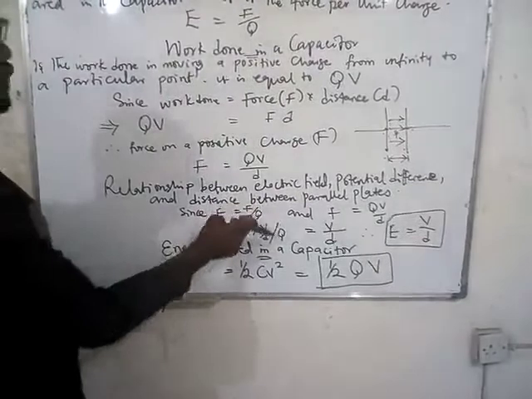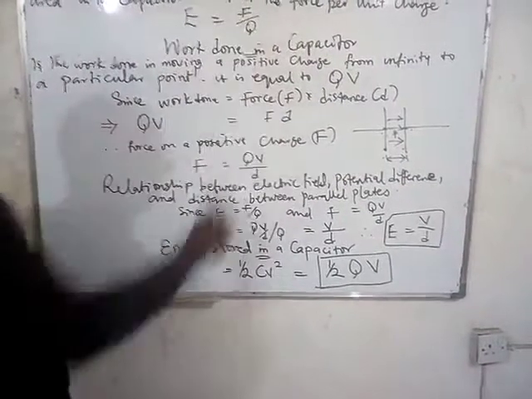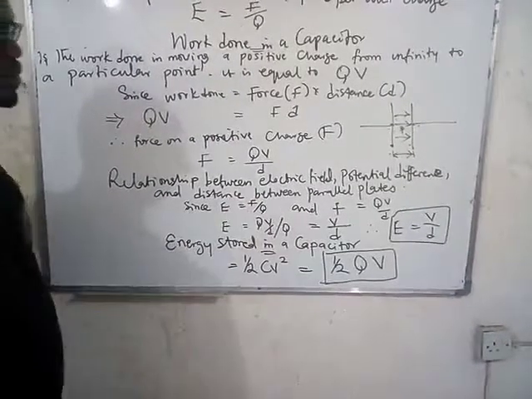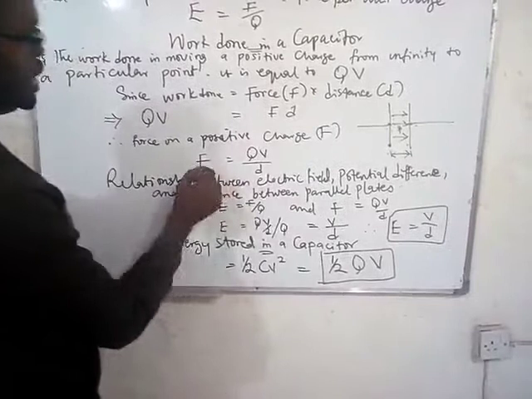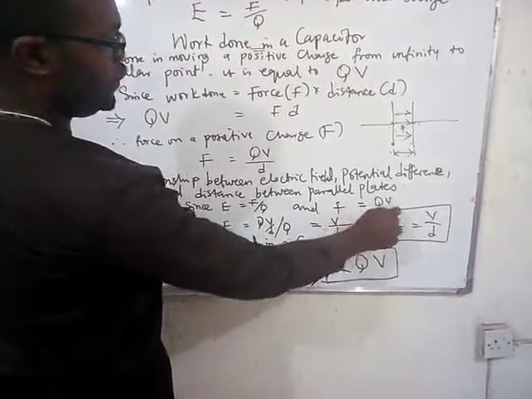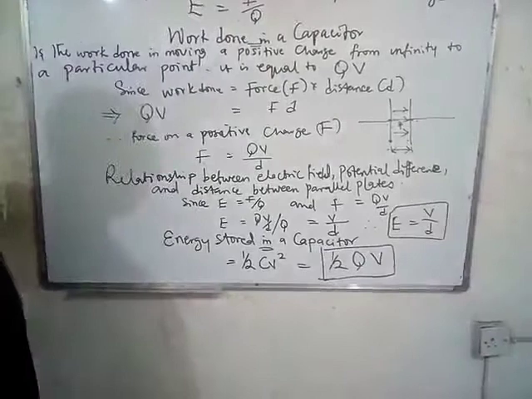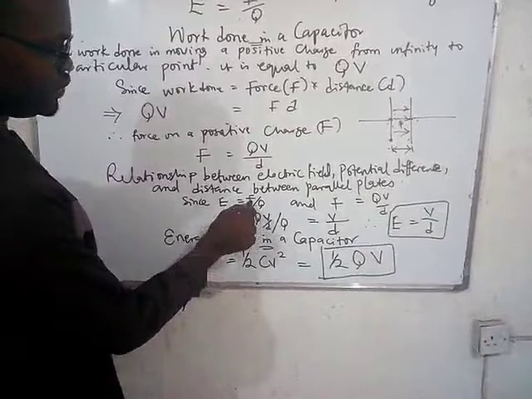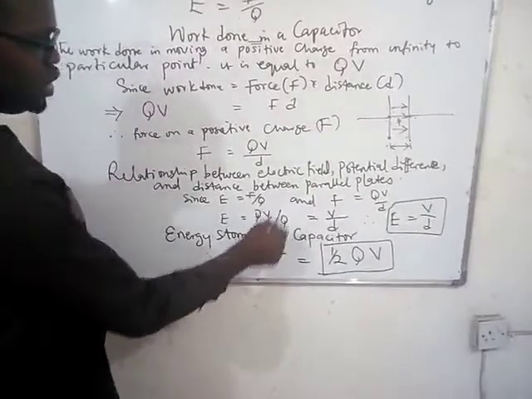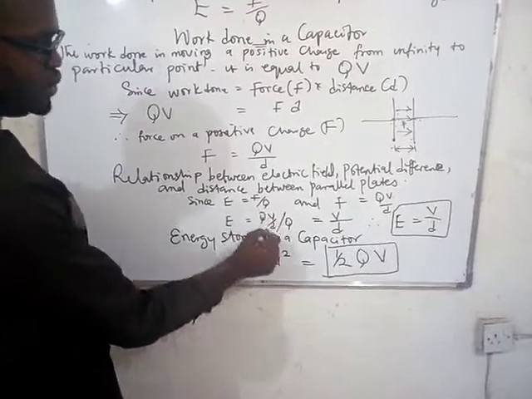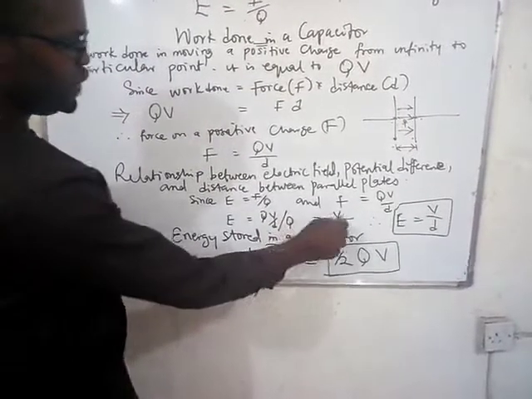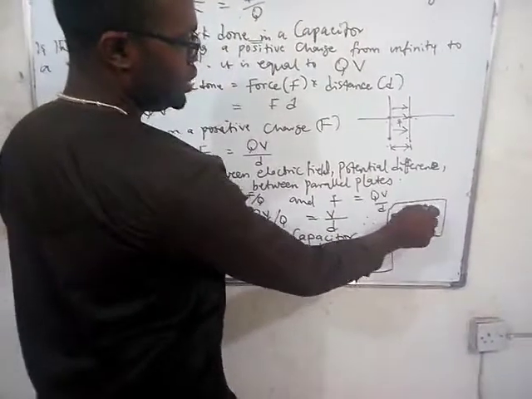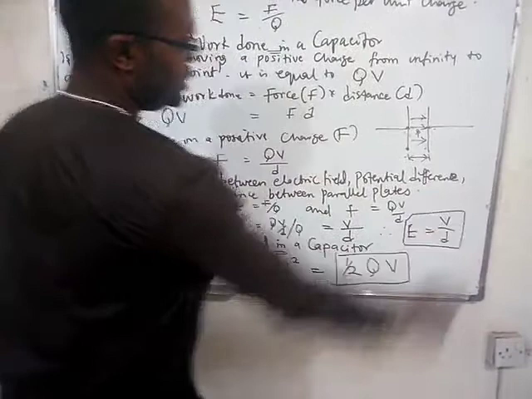Since E is equal to F over Q, the electric field is the intensity of force per charge. And F, as we know from here, is equal to QV over D. Then we can say that E is equal to QV over D, which is the value of force from here, all over Q. So Q cancels Q, and we are left with V over D. In essence, the electric field is simply equal to the potential difference all over the distance.